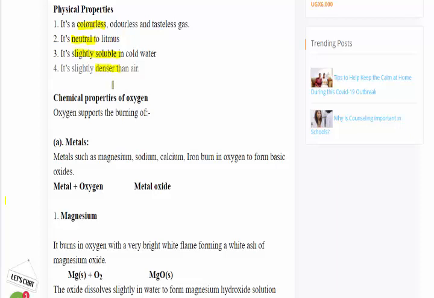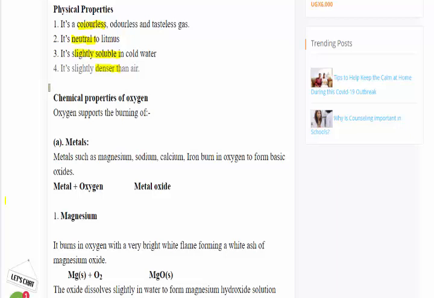A physical property is a characteristic of matter that is not associated with the change in the chemical composition. Familiar examples of physical properties include those which we have mentioned earlier, like the density, color, odor, and solubility. These properties are observed without changing the physical state of a substance. In this case, we are referring to oxygen gas. Now let's proceed to the chemical properties of oxygen.